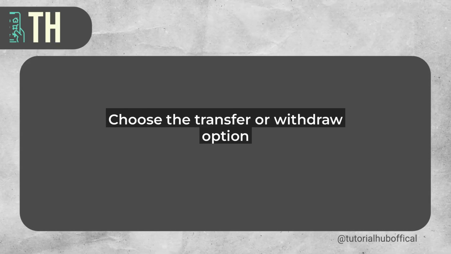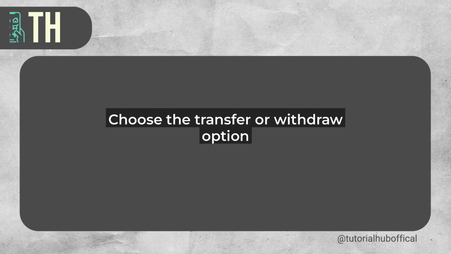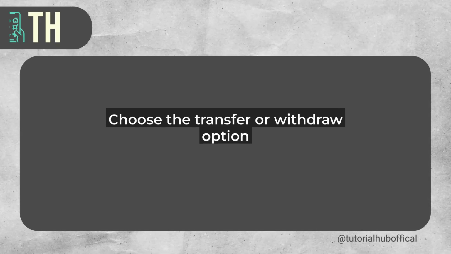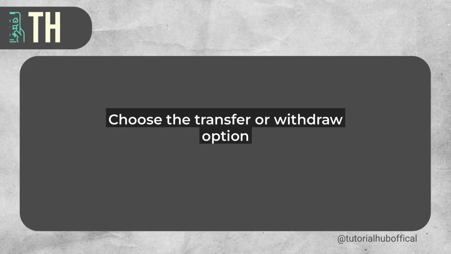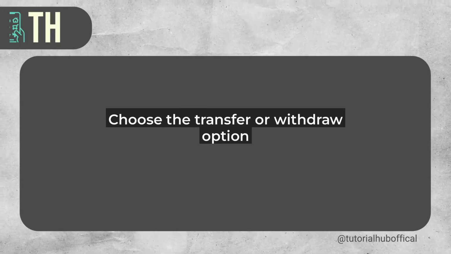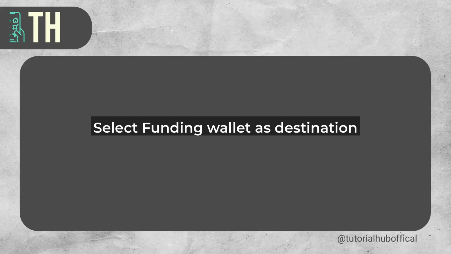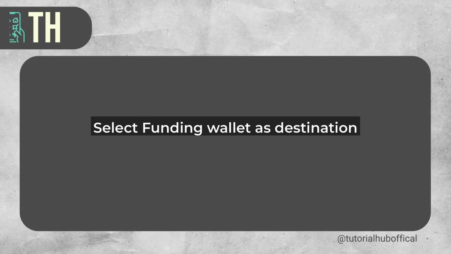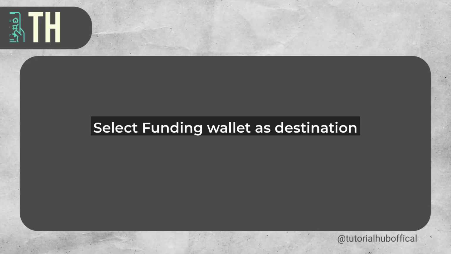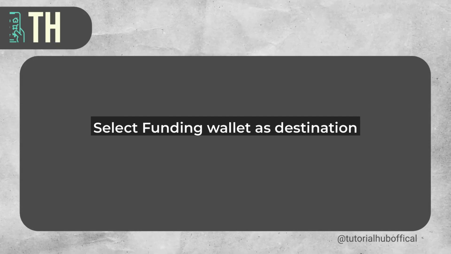Next, select the USDT asset from your Earn portfolio. You'll see a list of your earnings. Tap or click on USDT to view the details. Now, look for the Withdraw or Transfer option. In OKX, this might be labeled as Redeem or Move to Wallet, so keep an eye out for that.